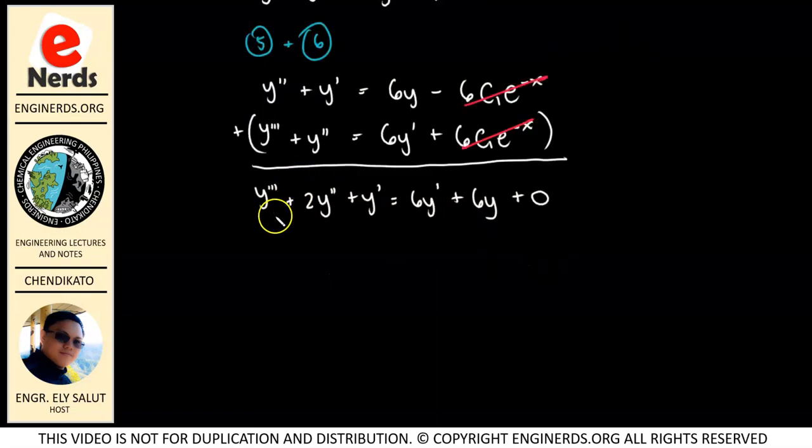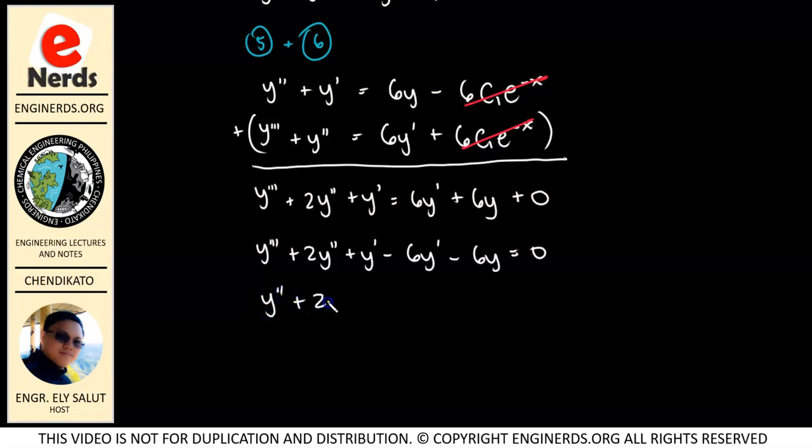Alright, so i-simplify natin. We have y3 prime plus 2y2 prime plus y prime. Then transpose natin itong ating 6y prime. So minus 6y prime, then minus 6y is equal to 0. So we have y3 prime, plus 2y2 prime, then y prime minus 6y prime, so we have minus 5y prime, then minus 6y is equal to 0. And this is our final answer for this problem.